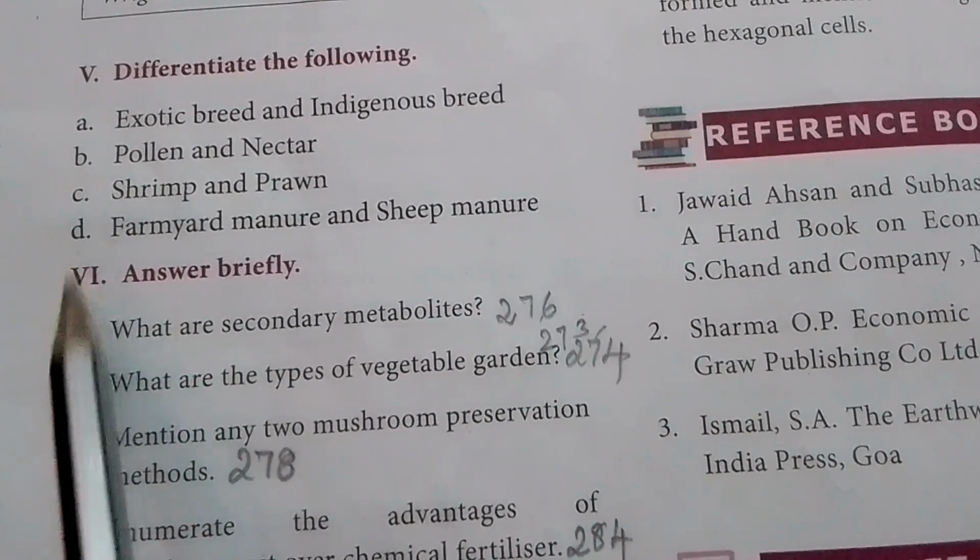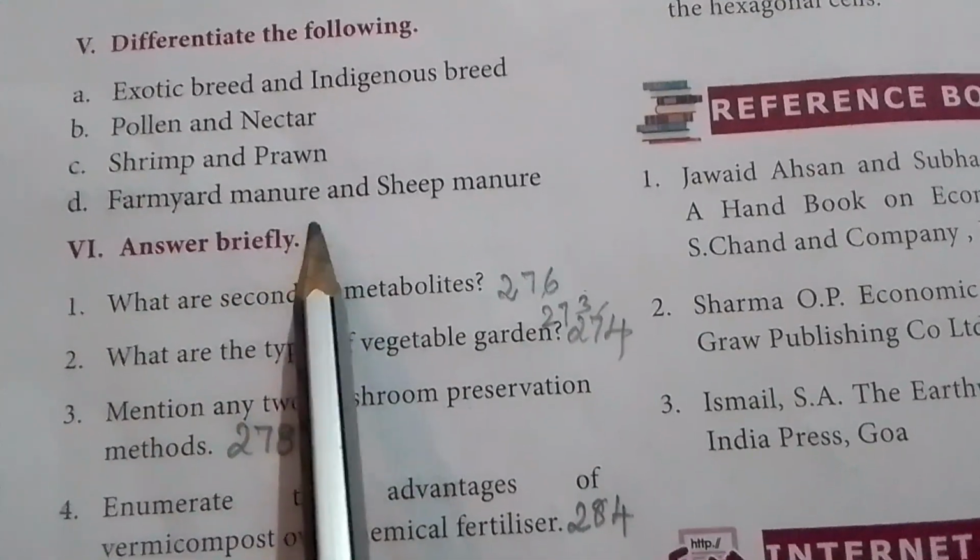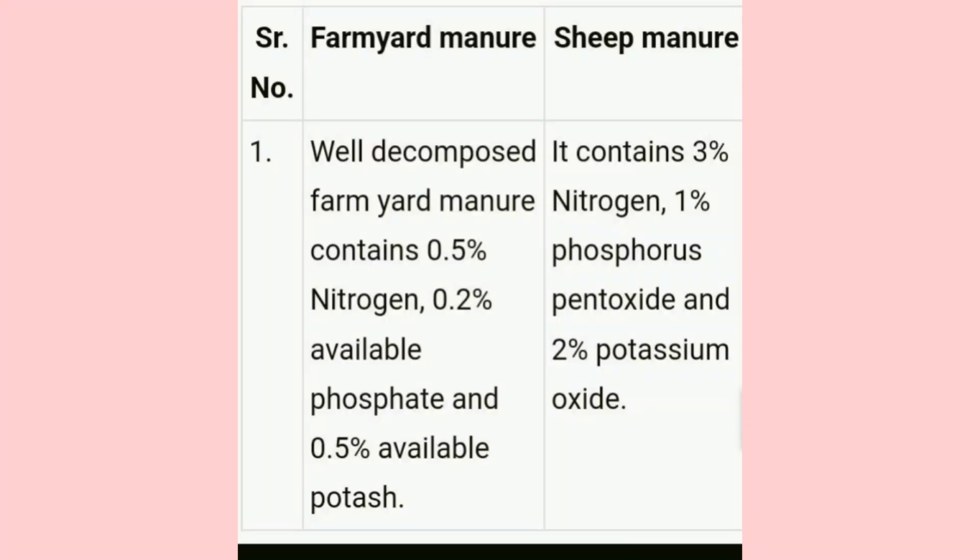Then option D, farmyard manure and sheep manure. First one, well decomposed farmyard manure contains 0.5% nitrogen, 0.2% available phosphate and 0.5% available potash. Then sheep manure, it contains 3% nitrogen, 1% phosphorus pentoxide and 2% potassium oxide.